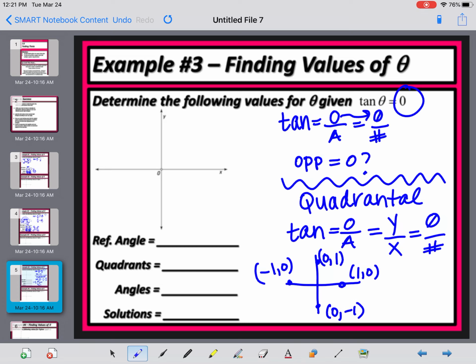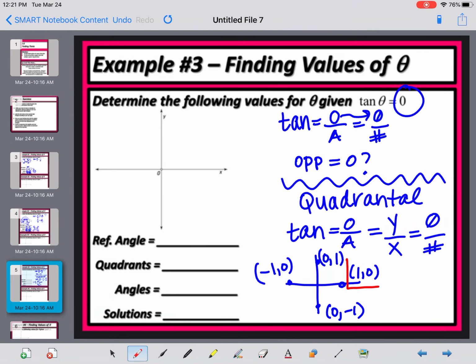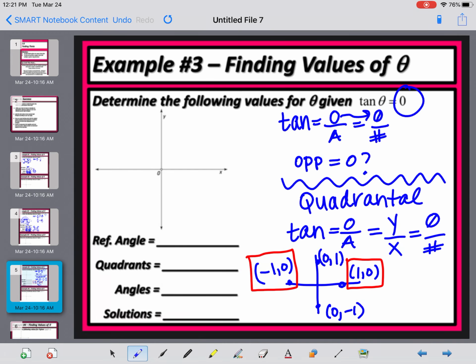Well, where in our quadrantals, remember the quadrantals are those 4 ordered pairs. Okay, where in our quadrantal does y equal 0? So look at those ordered pairs. Which ones have a y value of 0? Those two ordered pairs. Well, what angles are those? Well, this first one, 1, 0, that's either 0 degrees or 360, depending. Okay, and -1, 0, that would be 180 degrees.